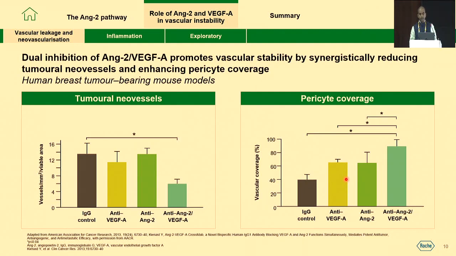And this is another study where they have looked at neovascularization. So they have taken breast tumor cells, cultured them, and then implanted them in immunocompromised mice. When the tumor mass reached a significant size of 150 cubic millimeters, they exposed them to anti-VEGF-A, anti-angiopoietin, and then a dual mechanism. After a few days, they noted the neovascularization was significantly reduced in the dual mechanism, and the pericyte coverage was increased.